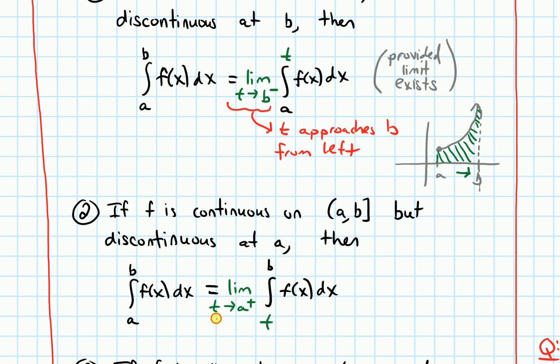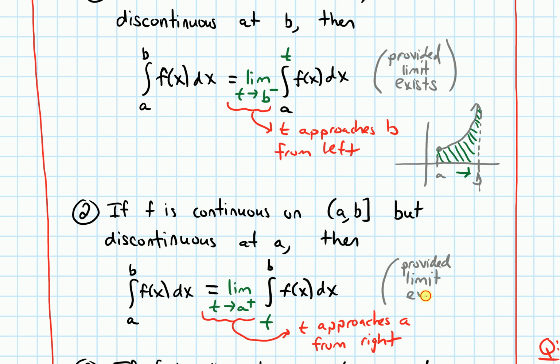Recall, this is just notation for a one-sided limit. t approaches a from the right. And just as before, I need to say that this is the case provided the limit exists. So if you feel a little shaky with one-sided limits or just need a refresher, I'll include a link to a video where I talk about one-sided limits in the description.